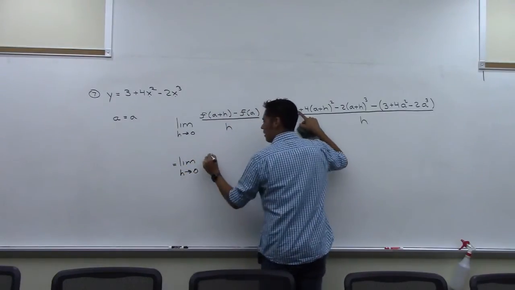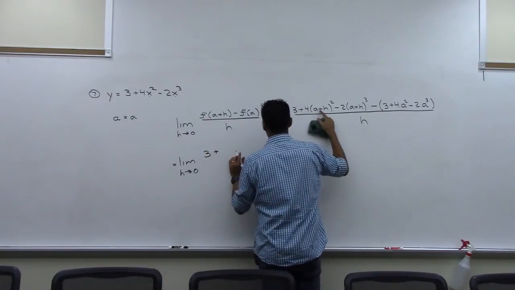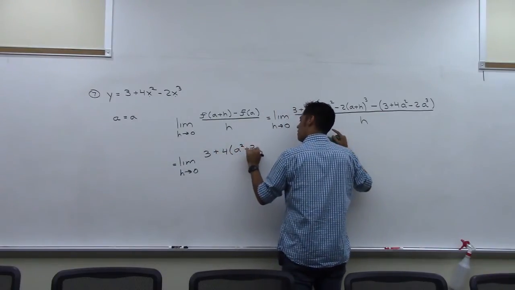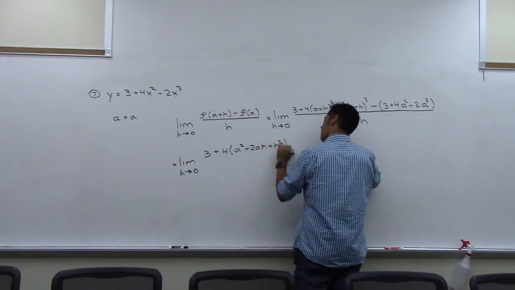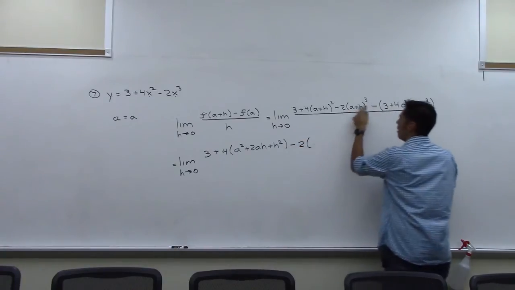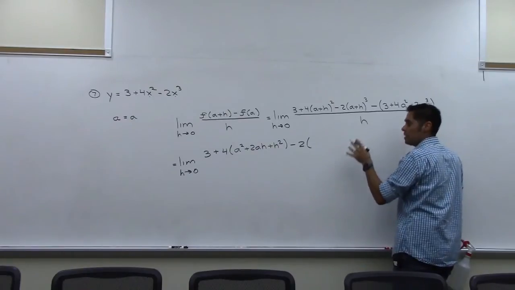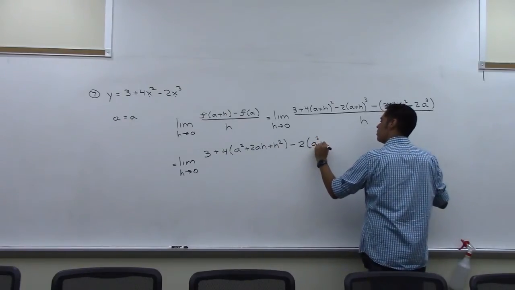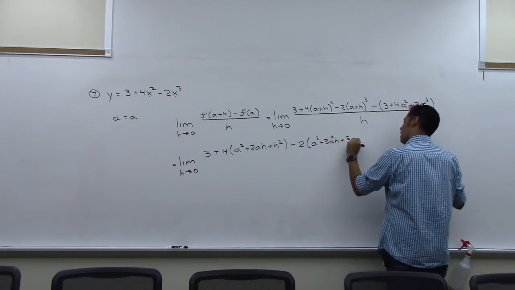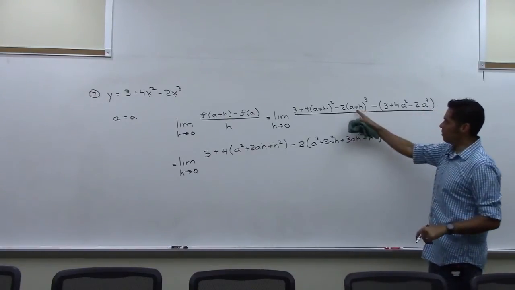All right, 3. Okay, that's not bad. 3 plus, all right, 4 times this. 4 times, now what is this squared? I'm assuming you could do that on your own. Okay, so that's what you would get if you square that. Minus 2 times whatever this is cubed. So again, I'm going to assume you could do a plus h times a plus h times a plus h. You would get a cubed plus 3a squared h plus 3ah squared plus h cubed. That's what you would get if you actually cube that.